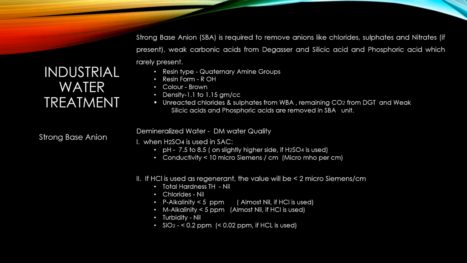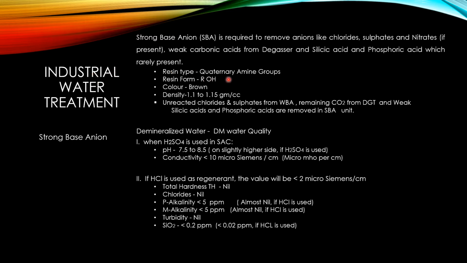Hi friends, in this episode we will see about strong base anion. Strong base anion is required to remove anions like chlorides, sulfates, and nitrates. Nitrates are rarely present. Weak carbonic acid from the degasser tower, and silicic acid and phosphoric acid, which are also rarely present, all coming out of the degasser tower will be removed in the SBA resin.